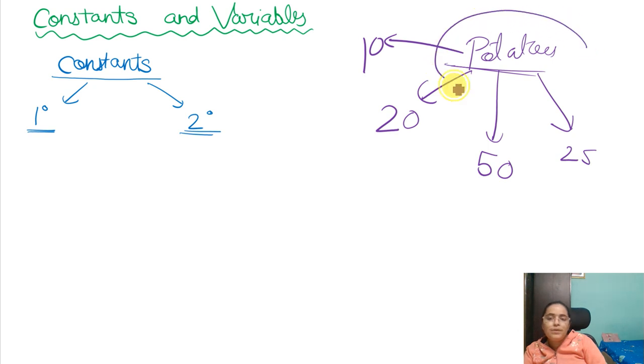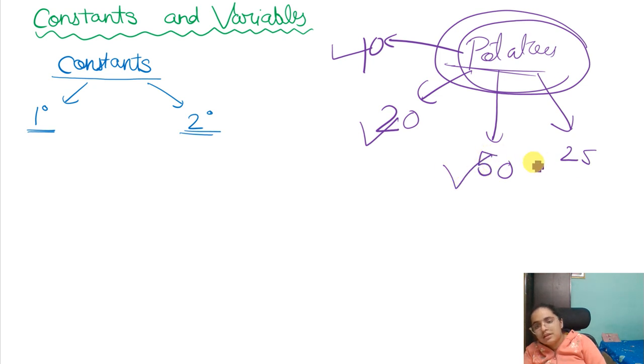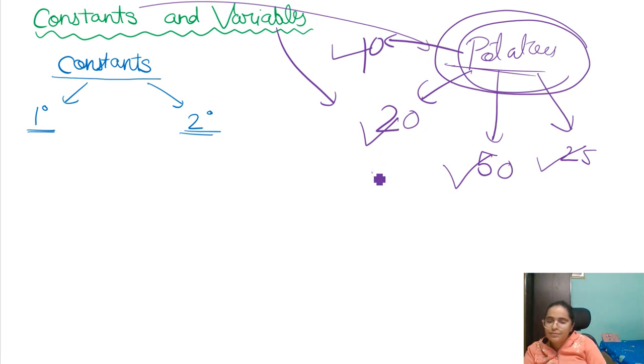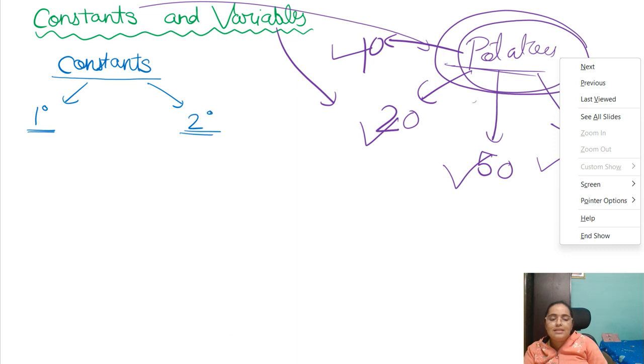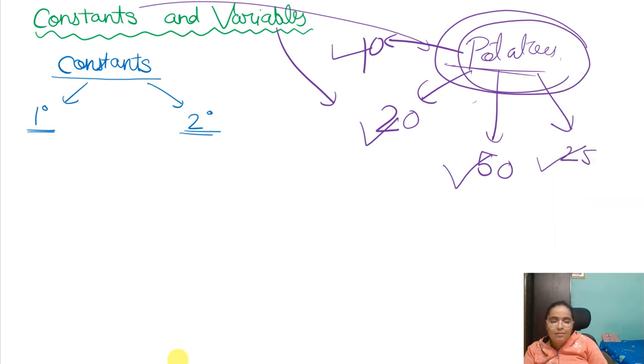So here, potatoes remain the same, but the number of potatoes that all of you are bringing changes. This is the case in variables and constants. Variables differ, constants remain the same. This is the case here. So when I'm giving this example, my potatoes are my constants, and my variables are the number of potatoes.